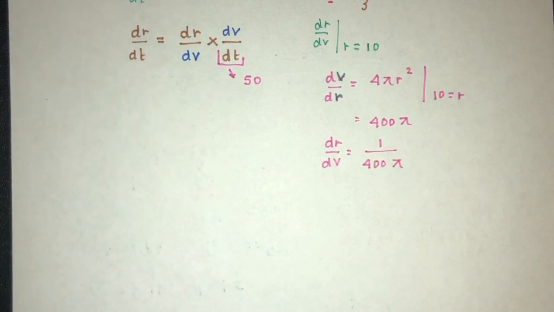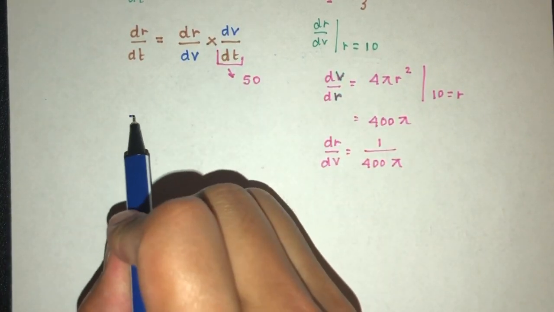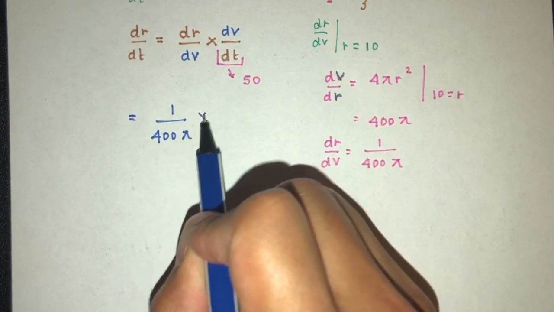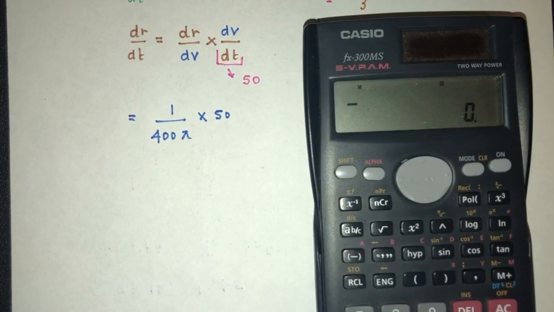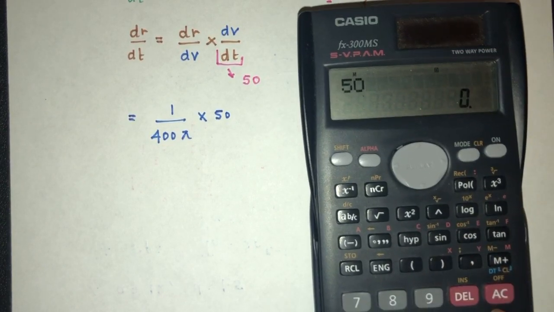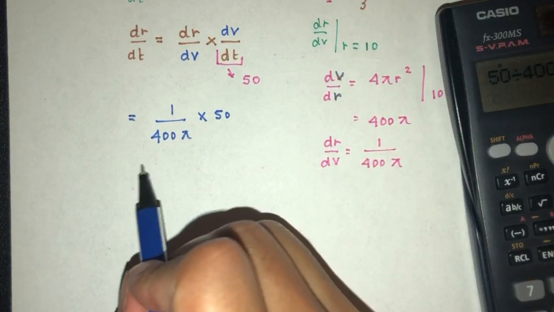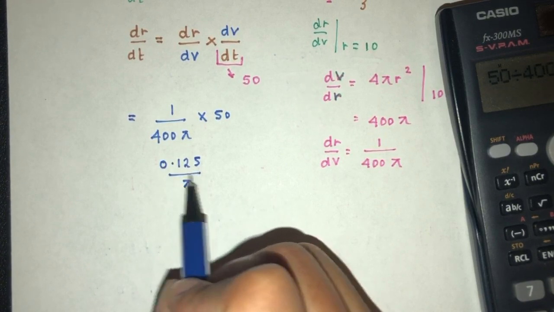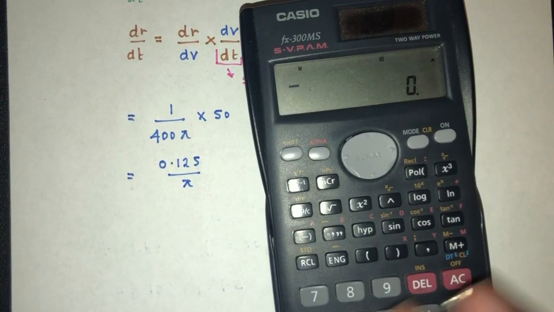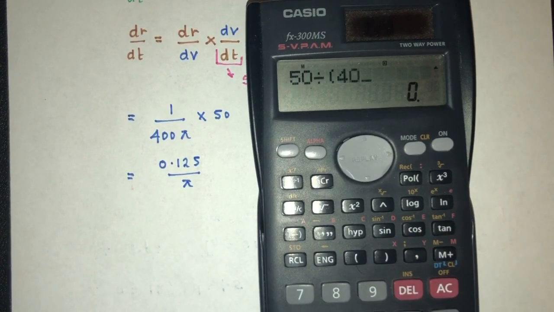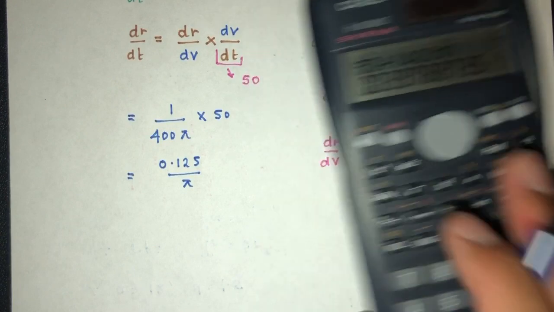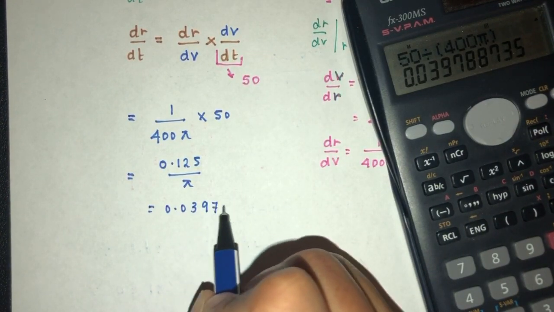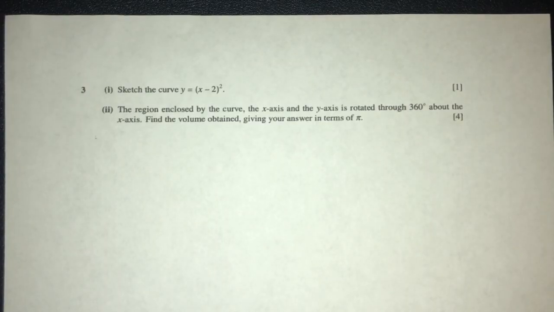Now we just have to replace back in the main equation over here. You will have 1 over 400 pi times 50. So simplify. 50 divided by 400 should be 0.125 divided by pi. So let's see what do we get. So 50 divided by 400 pi, that should be 0.03978. So let's move on to the next question.